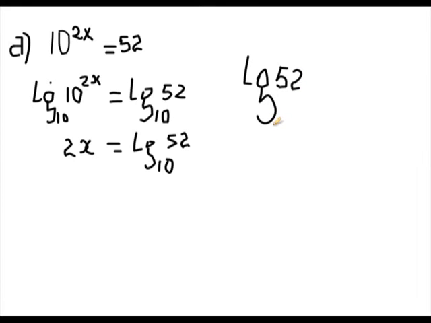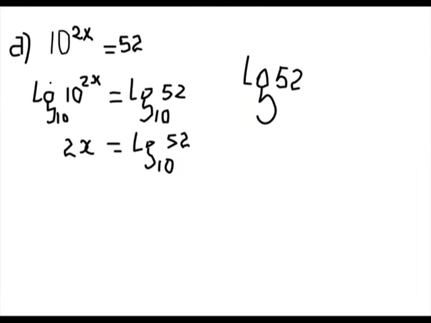So on your calculator you only have log base 10 and log base e, ln. You only have log base e, which is ln, the natural logarithm, and log base 10, which is this one. So you can just compute log 52 and it gives you log base 10 of 52. So you will get this result.